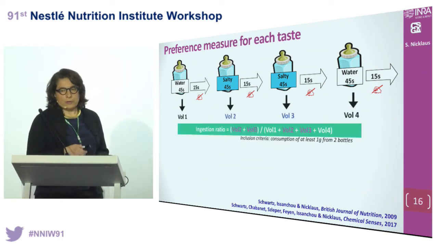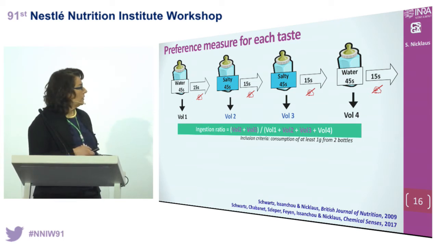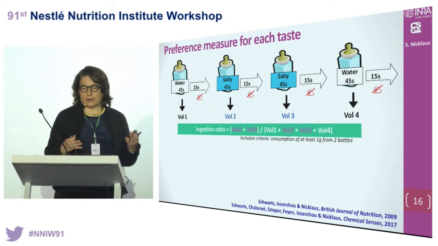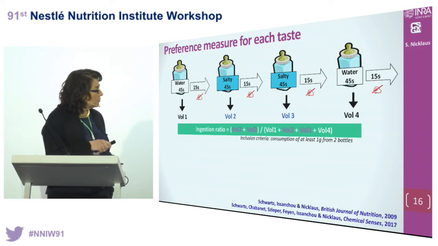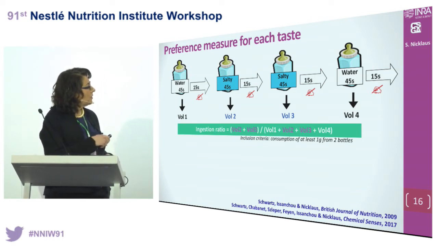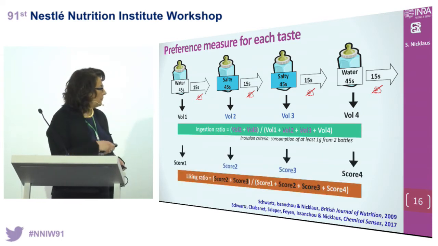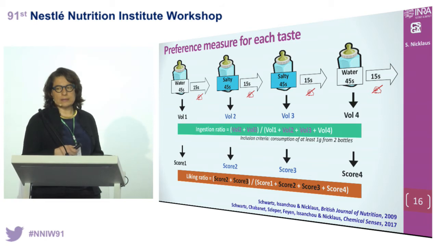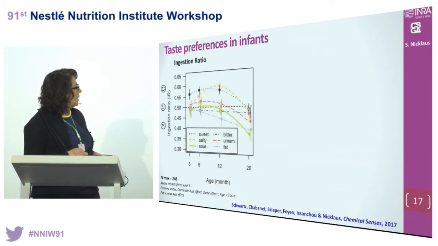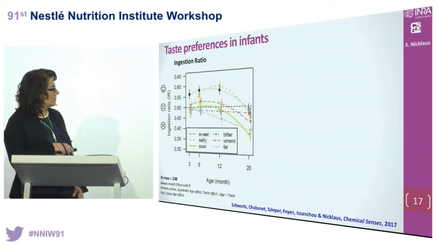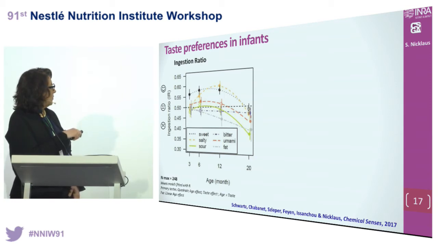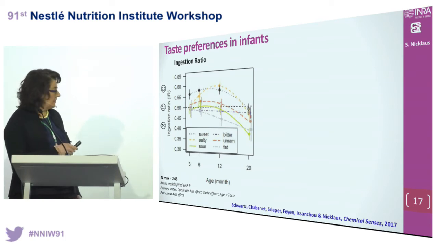We measured the volume that was consumed from each bottle, and using this volume, we defined an ingestion criterion, that is really the proportion of each solution, of the salty solution, for instance, that is consumed over the 4 bottles. And we did the same for the liking ratio using the liking data provided by the experimenter. And this is what is represented here. So that's really a plot of the evolution in taste preference at the ages where we measured it for all the basic tastes. So the higher you go on the top, the more the taste is liked, and the more you go on the bottom, the less the taste is liked.